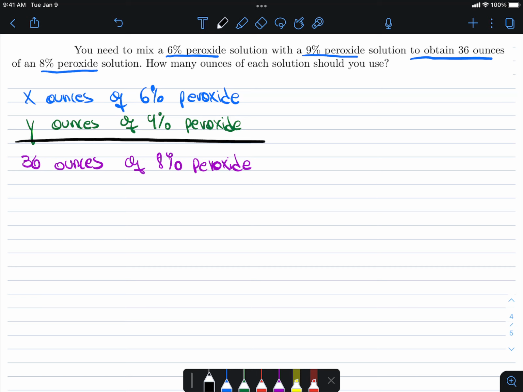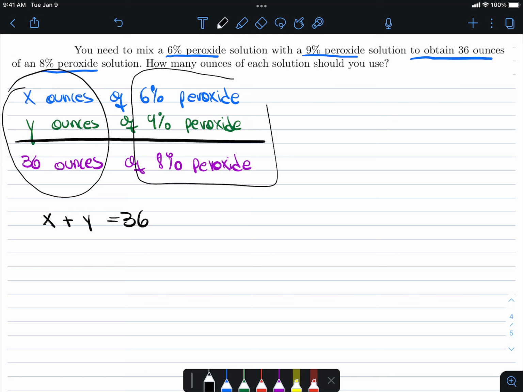All right, so let's break up the two different pieces of information that we receive here. First of all, the ounces, right? The amount of solution that we have can be clearly said to just add together. So if I have x ounces of one and I mix with y ounces of the other and I get 36 ounces, that means x plus y equals 36. That's pretty easy. And now the other part is the peroxide.